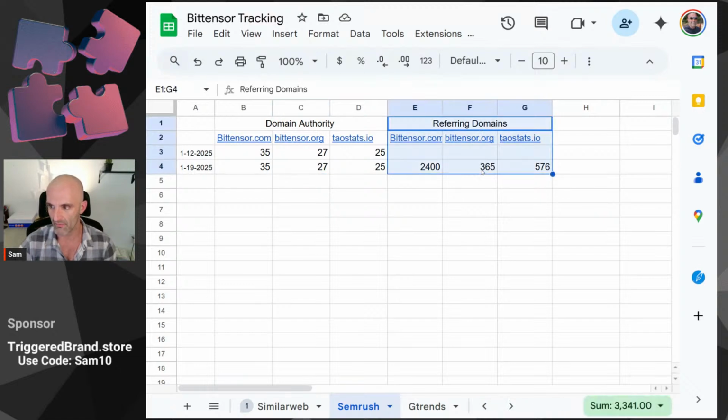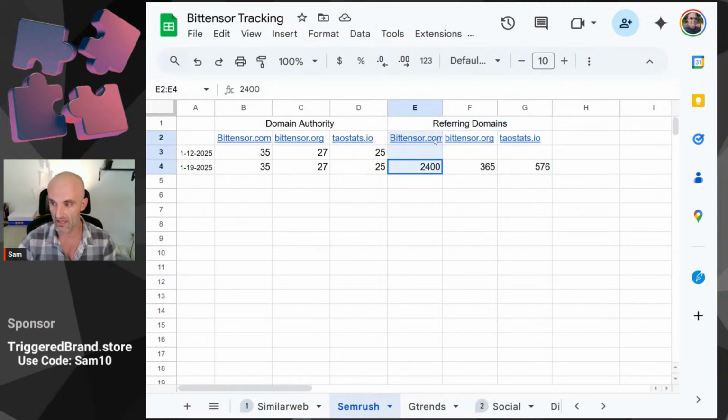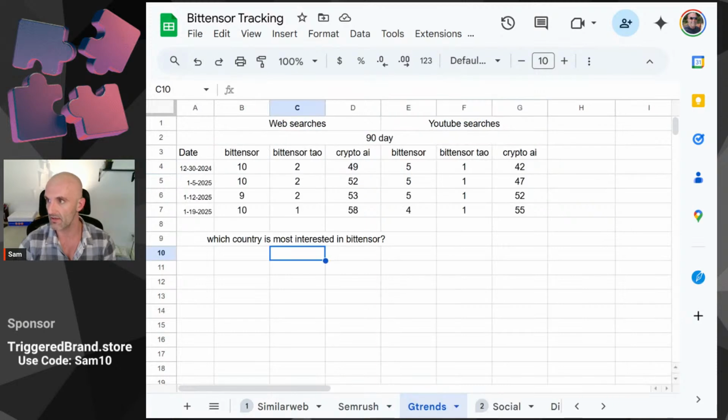And then referring domains. So this is the number of sites that link back to any one of these sites. So Bittensor.com has 2,400 sites that are linking back to Bittensor.com. That's a lot of sites, 360 and about 600 for Tau Stats. So this one we just added this week. We will continue to track this because that'll be super interesting, just like the Google Trends here.